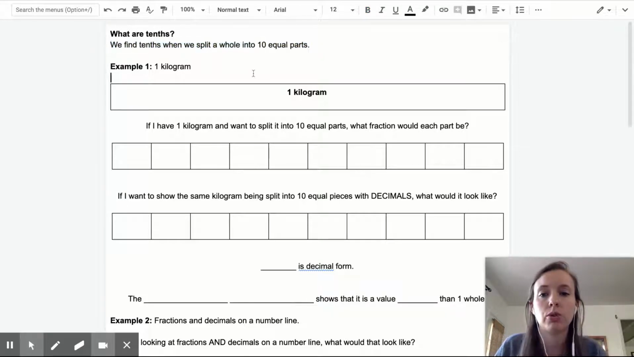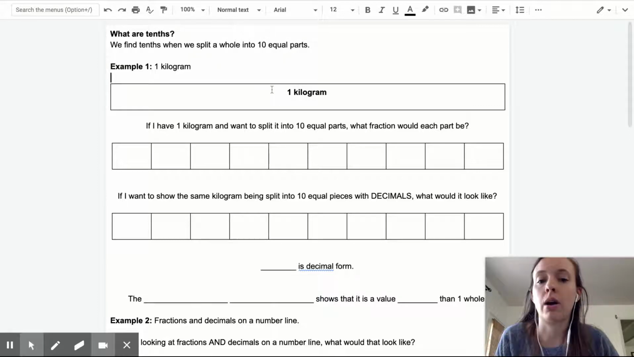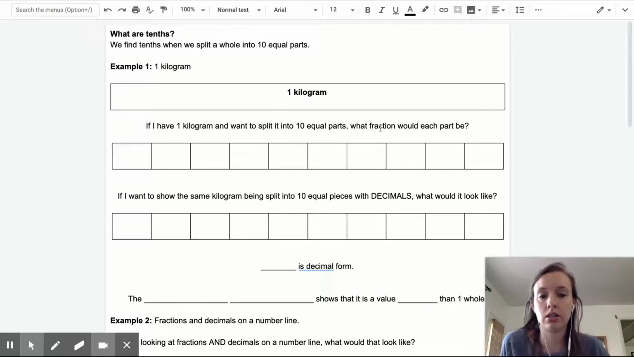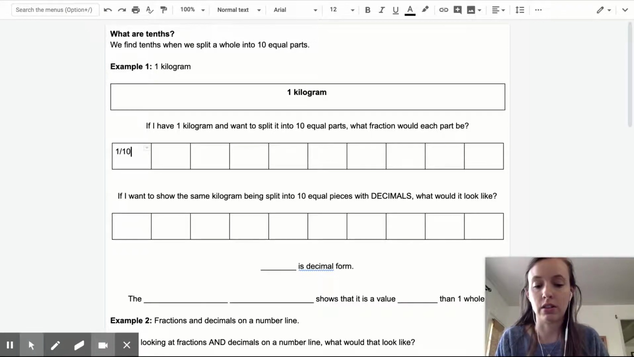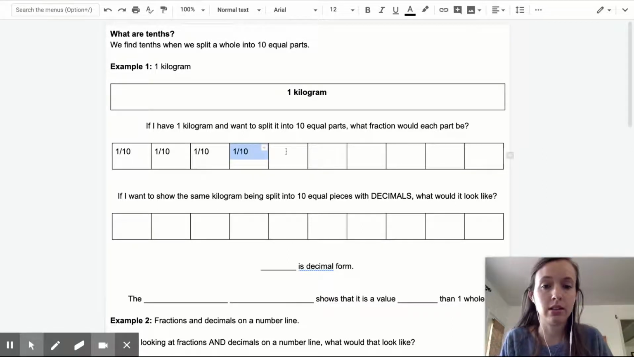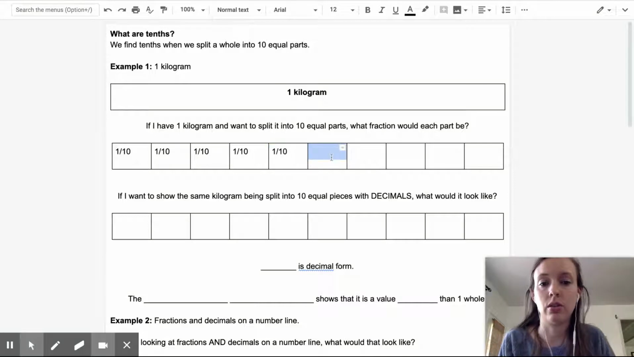So our first example, we're thinking about a kilogram, just a single kilogram. So if I have 1 kilogram and I want to split it into 10 equal parts, my question is, what fraction would each piece be? So I want you to think back to when we have one whole and we want to split it into 10 pieces, our denominator is going to become 10, making each of these pieces 1/10. Because we know if we add up 1/10 10 times, we will end up with 10 tenths, which is equivalent to 1 whole.